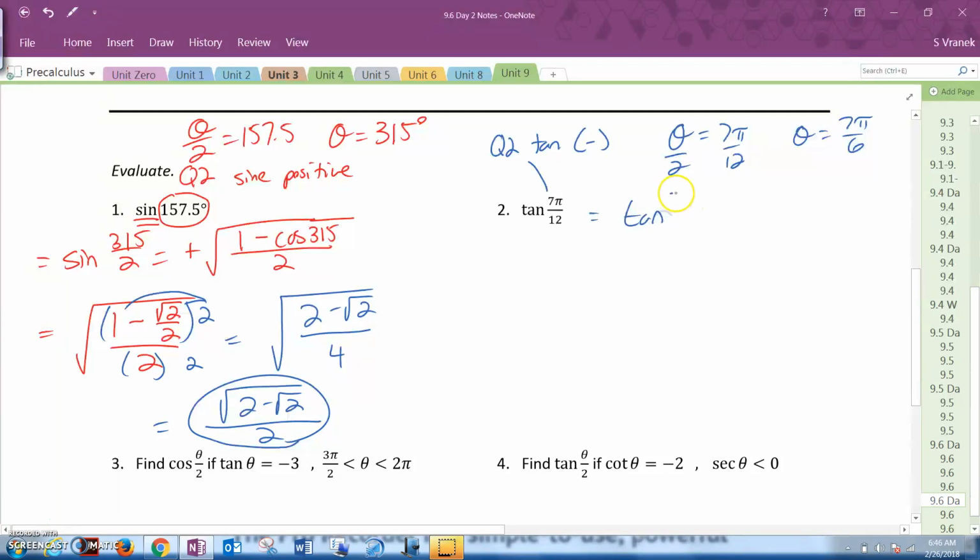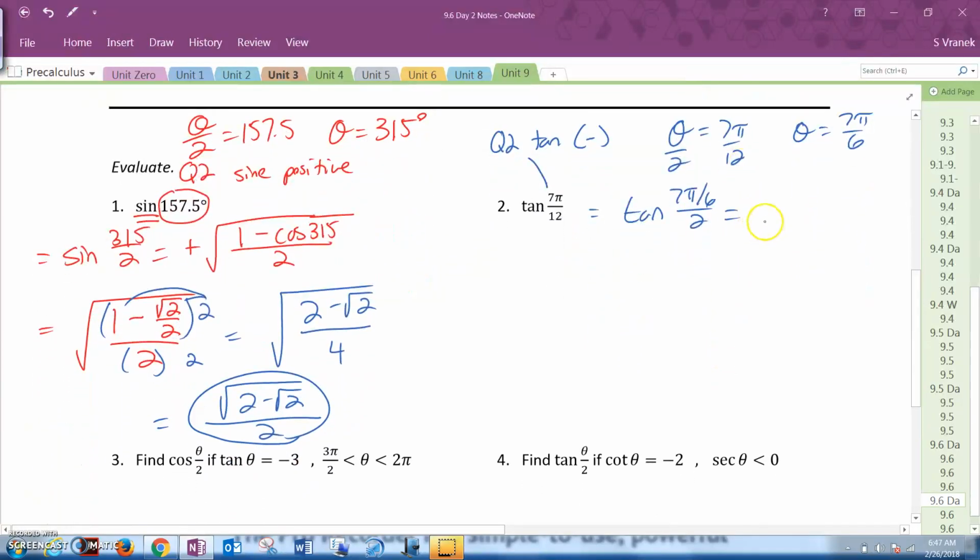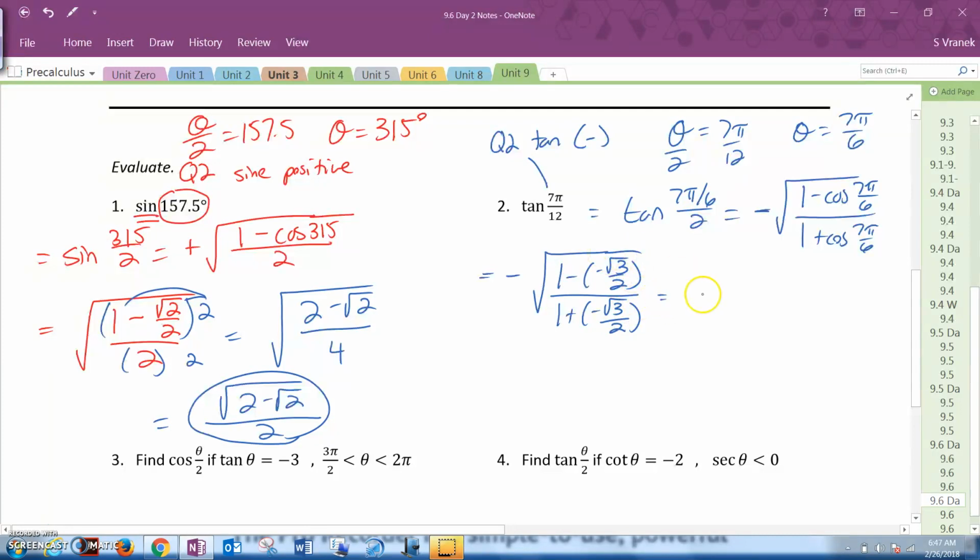So I got that it's the tangent of 7 pi over 6 over 2, which is the formula 1 minus cosine over 1 plus cosine. So it's going to be negative square root of 1 minus cosine 7 pi over 6 over 1 plus cosine 7 pi over 6. The cosine of 7 pi over 6 is in quadrant 3, but it doesn't matter for cosine. 2 and 3 are both negative. 7 pi over 6 would be negative root 3 over 2, because that's a 30-degree angle. So we get negative the square root of 1 minus negative root 3 over 2 over 1 plus negative root 3 over 2, which equals negative square root of 1 plus root 3 over 2 over 1 minus root 3 over 2.